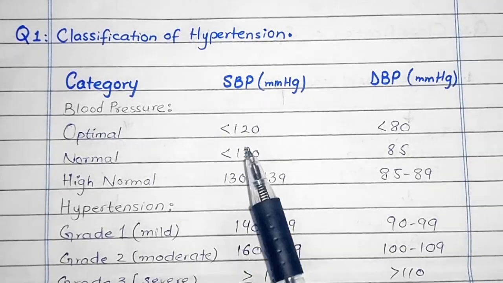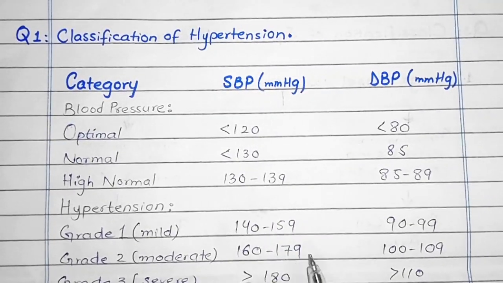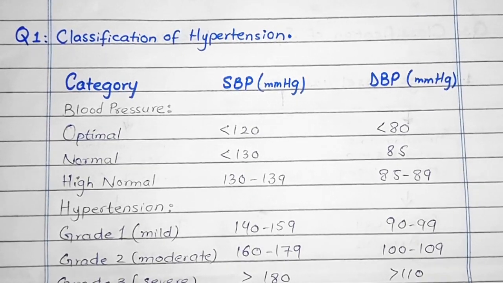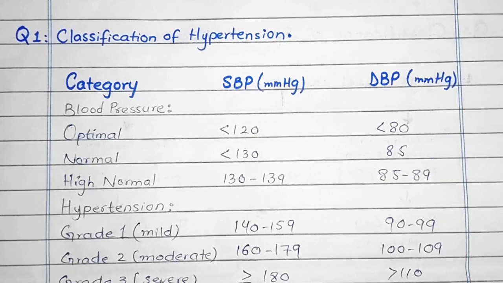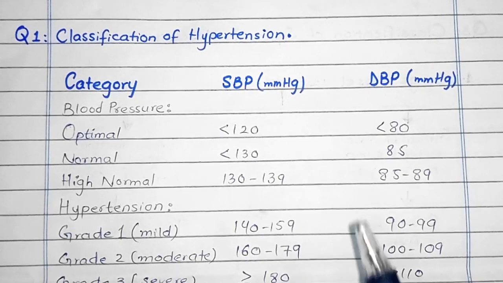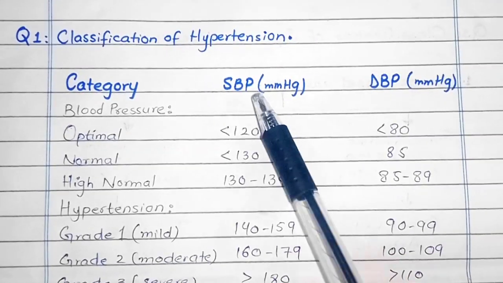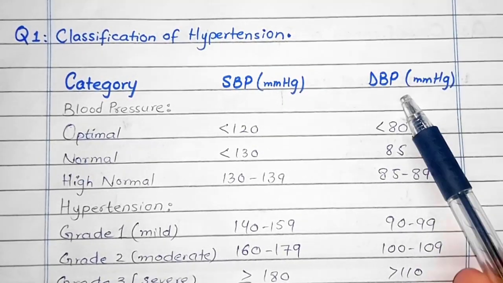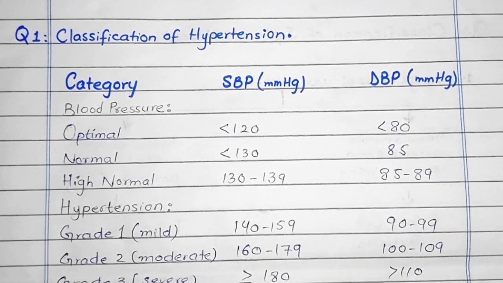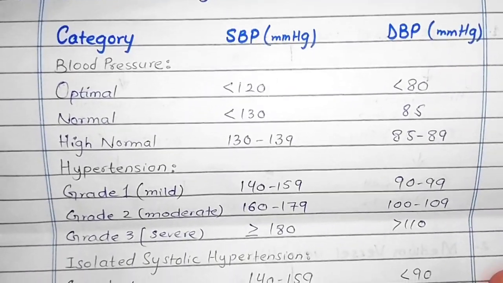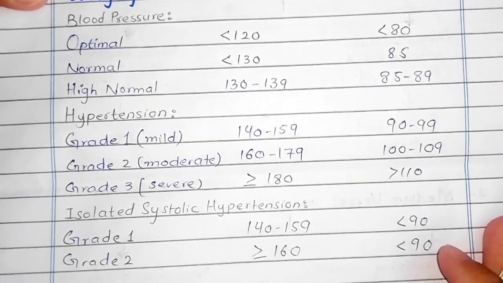It is when the systolic blood pressure is from 160 to 179 and the diastolic blood pressure is from 100 to 109. Now the severe hypertension, which is also known as hypertensive crisis, or you can also call it the emergency situation. Here the systolic blood pressure is equal to or greater than 180 mmHg and the diastolic blood pressure is greater than 110 mmHg. Now let's discuss isolated systolic hypertension.